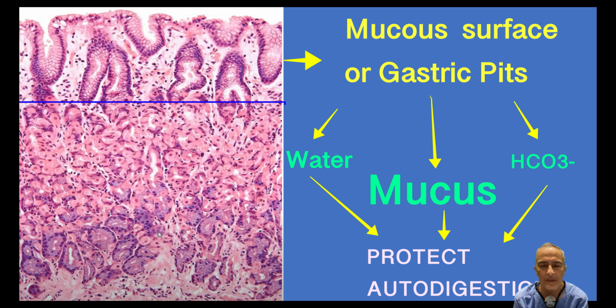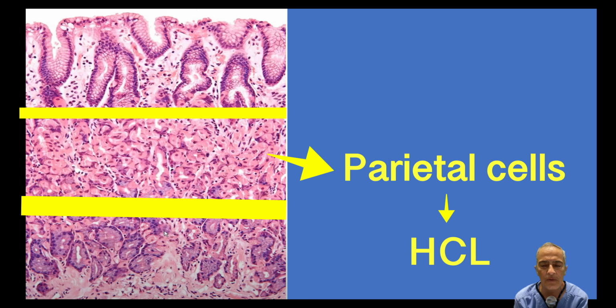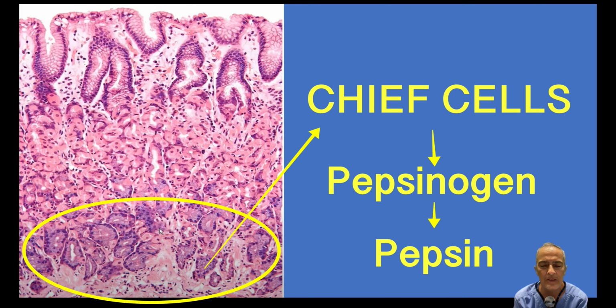This mucous surface is very important because with water, bicarbonate, and a lot of mucus it protects the stomach from autodigestion, the corrosive effect of the hydrochloric acid. These pink eosinophilic cells are the parietal cells in the glandular portion, and they are responsible for the production of hydrochloric acid. And these basophilic purple cells are the chief cells responsible for the production of pepsinogen that under the right pH can be transformed to pepsin to digest proteins.